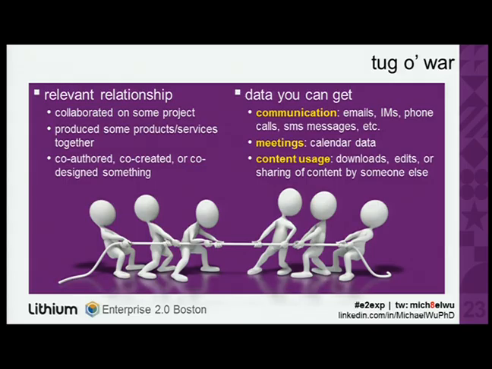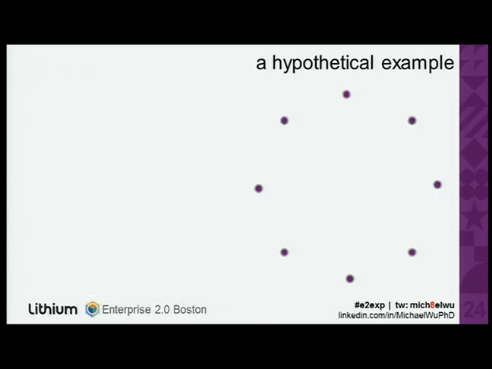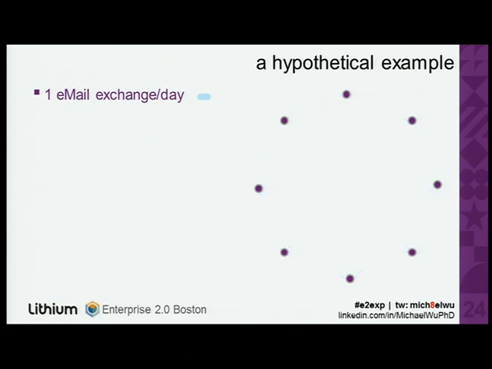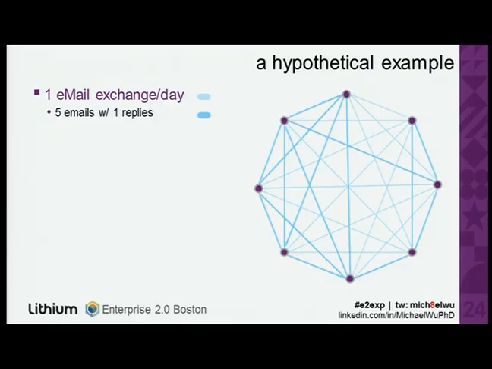Let's look at a very simple hypothetical example of, say, 8 people. If I look at the criteria of people who exchange 1 email a day, then within this network, everybody has exchanged at least 1 email a day, right? If I make that criteria more stringent, say 5 emails with at least one reply, then some people are not in the network anymore. They're in this flashing part of the network.